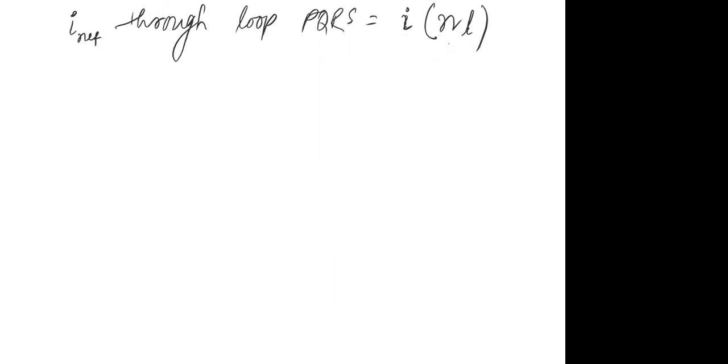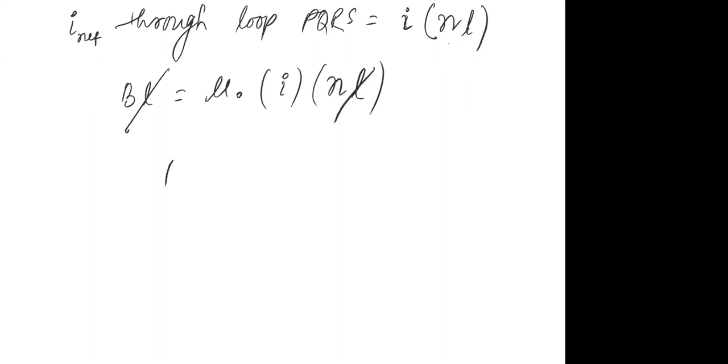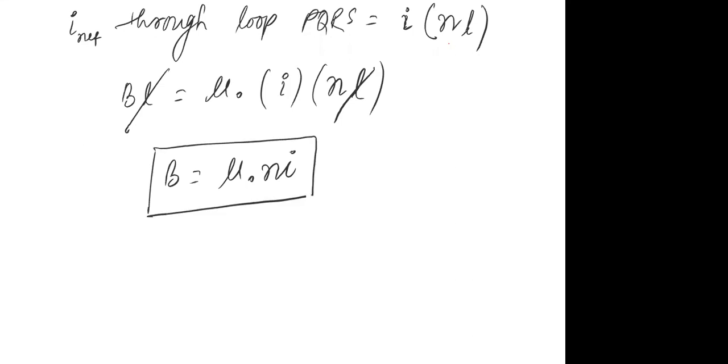So now we can simply write BL, which we have got by the line integral. This must be equal to mu naught multiplied by the total current. So BL is equal to mu naught into the net current, which is I into n into L. Here L and L will cancel out. So the magnetic field that you will get will be mu naught n into I. This is the formula for the magnetic field inside the solenoid.